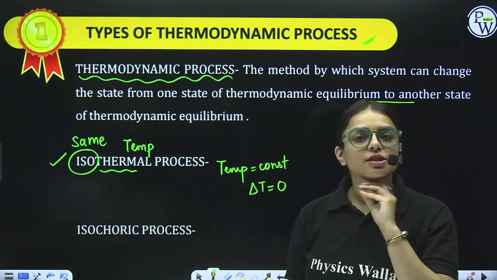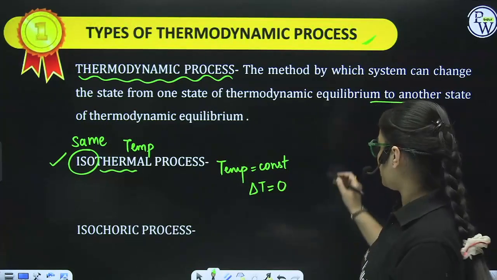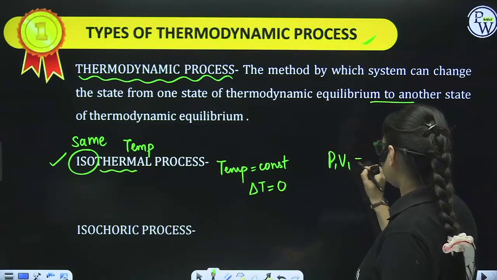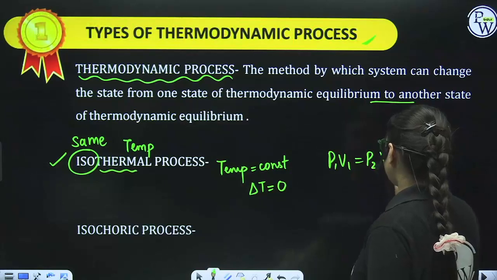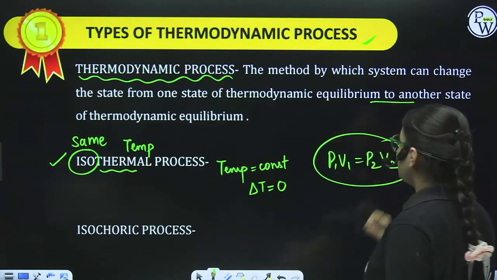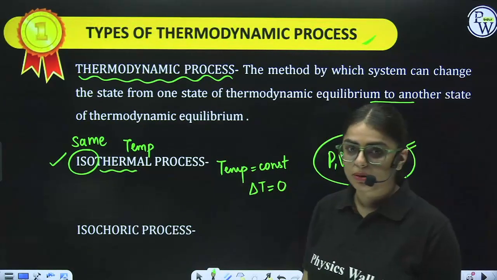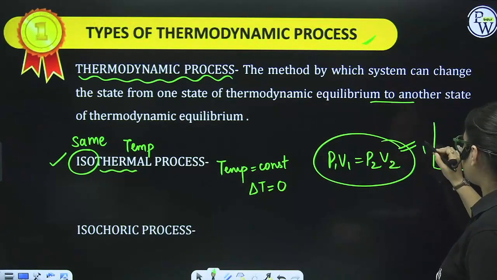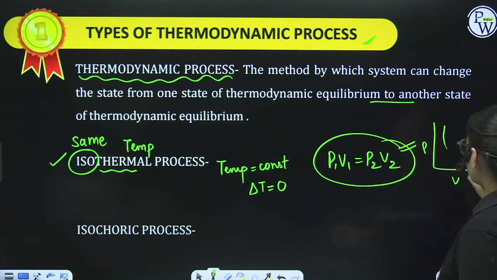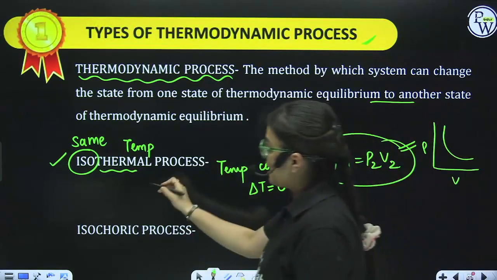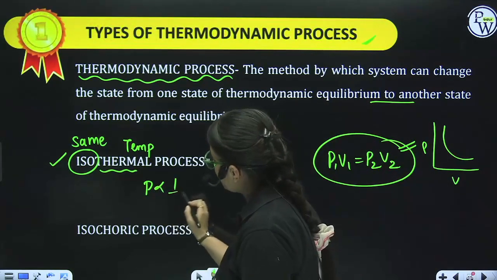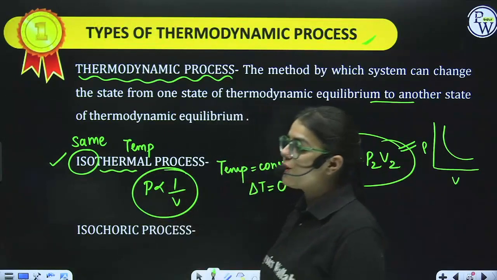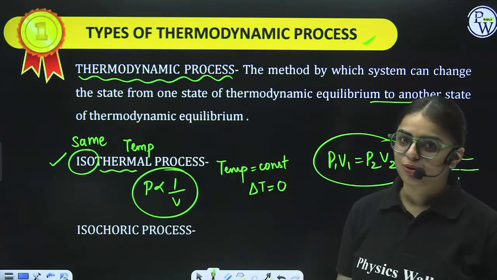Do you remember Boyle's law? We studied it in states of matter. What was Boyle's law? P1 V1 is equivalent to P2 V2, right? So this is the Boyle's law that is based upon the isothermal process. Now, if you have to draw a curve between pressure and volume, it is going to be like this, because in an isothermal process, pressure is inversely proportional to volume. So I have revised your previous chapter, states of matter, also over here.